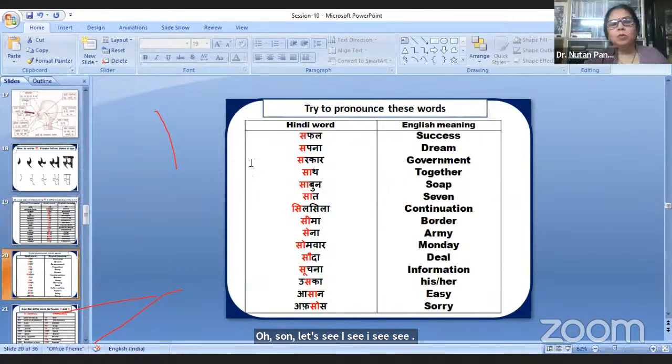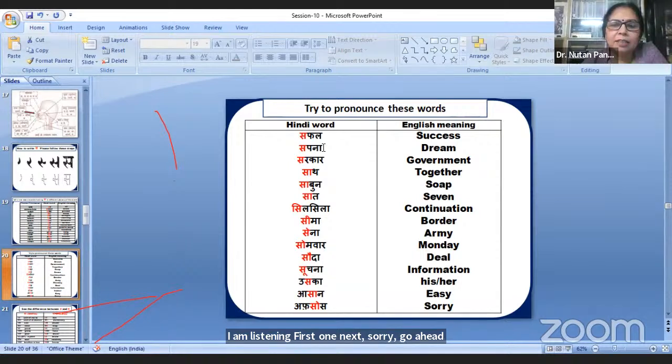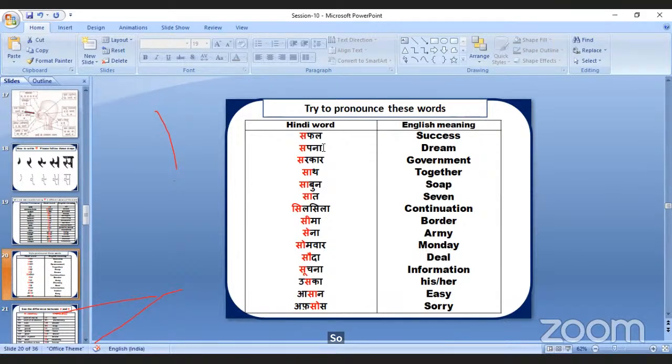Good. Now it is for you. You will pronounce yourself. I am listening. First one. सफल. Next. सपना. Very good. Next. सरकार. साथ, साफ. Together we are learning Hindi. साबुन. Sabun. साथ, Sat. सात, Sat. Absolutely right. Next. सिलसिला. Good. Next one. सीमा. Sima. Next. सेना. Sena. Very good.